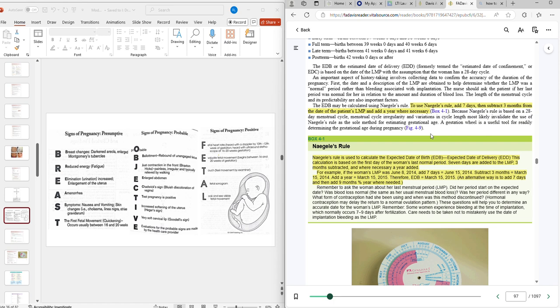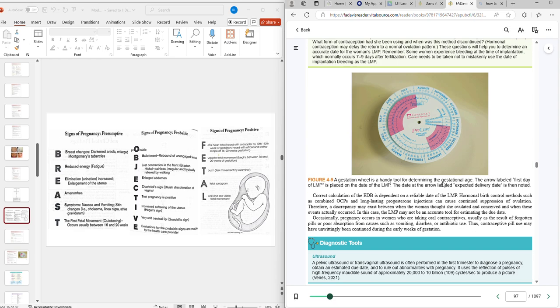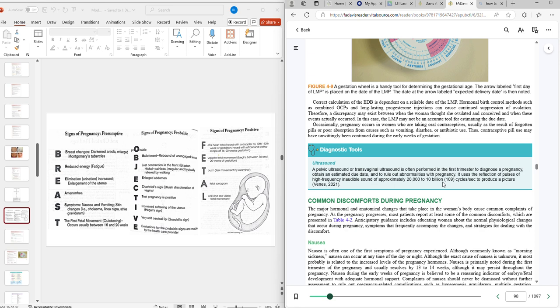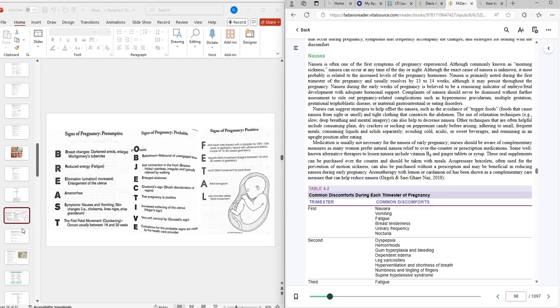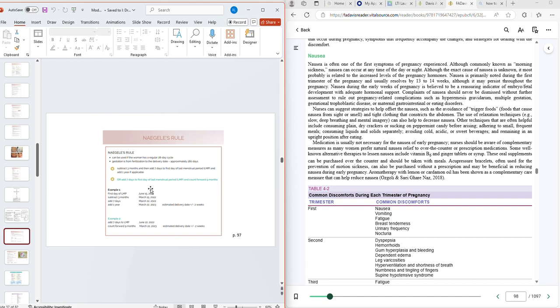So, if you had the last menstrual period of June the 8th, 2014, you add 7 days. That would be June the 15th. You subtract 3 months, which will be March the 15th, and then you add a year. So if her last menstrual period was June the 8th, her due date would be March the 15th. We'll practice some of these in class. But that is a wink and lollipop. You need to know it. And this just explains Naegele's rule again.